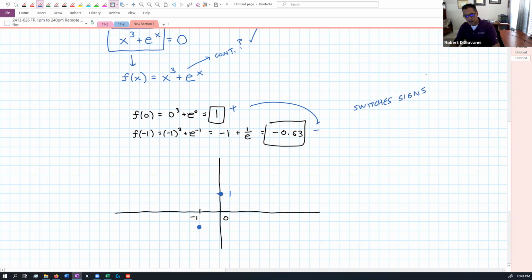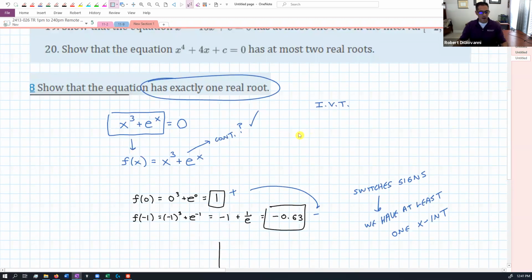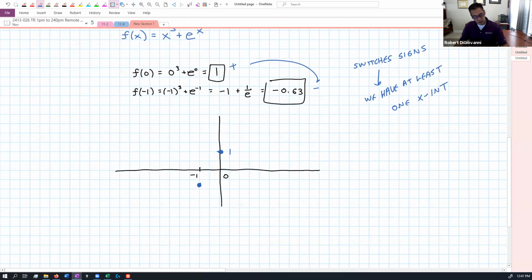What does that tell us? We have at least one answer, at least one x-intercept. We need to show that it has exactly one. We don't know. It could do something like this. It could go here and then through here a couple of times and then wind up here. We have no idea how many times it goes through the x-axis, just that it does at least once. I need to show it's only once.